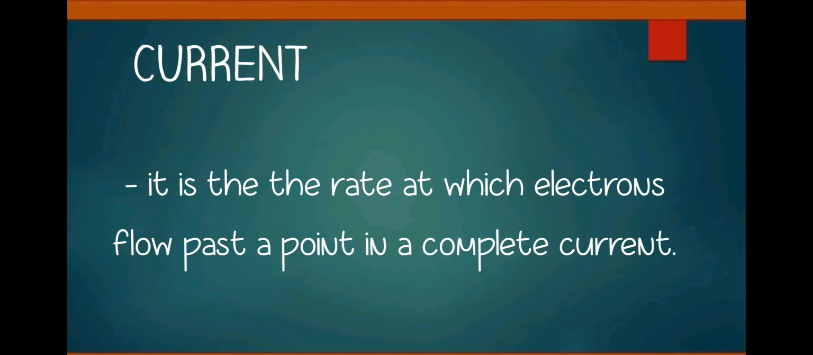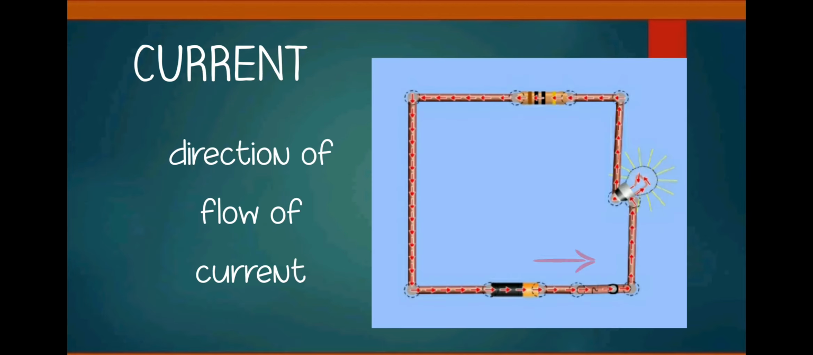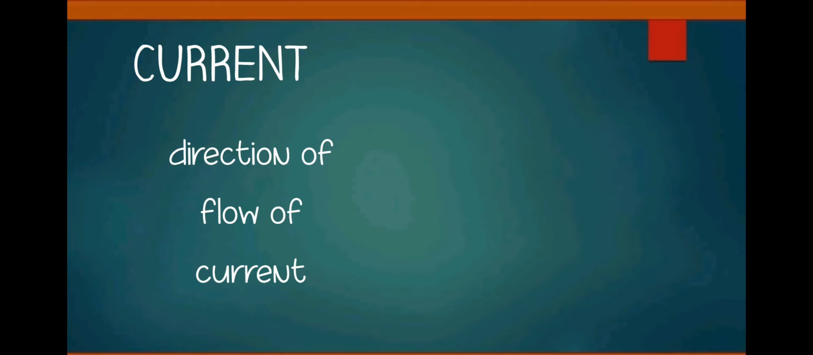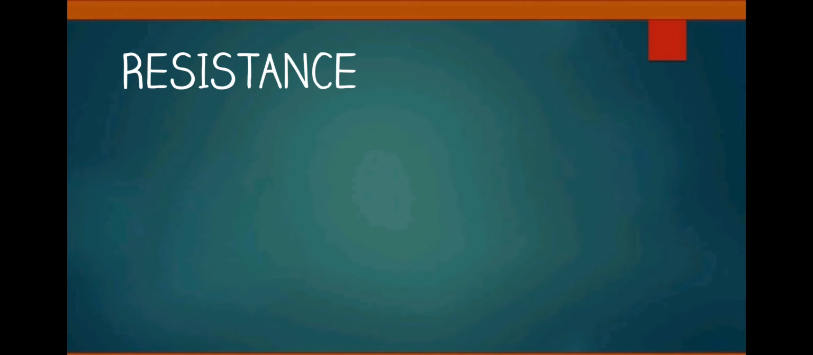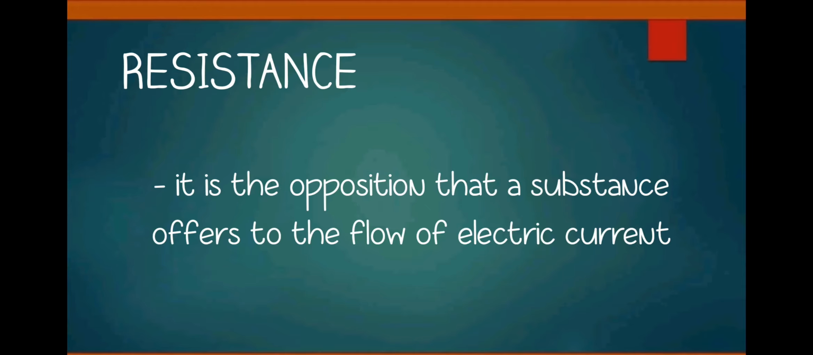Pag sinabing current, it is the rate at which electrons flow past a point in a complete circuit. Ibig sabihin nito, ang current ay yung direction ng flow ng current sa electrical circuit. Pag naman sinabi natin resistance, it is the opposition that a substance offers to the flow of electric current. So ito yung nagpapabagal or kumukontra sa daloy ng current sa electrical system.